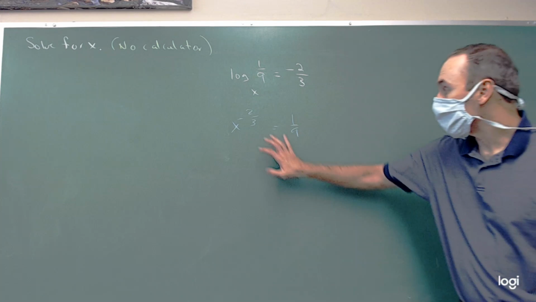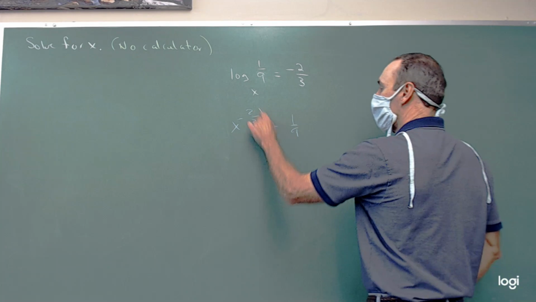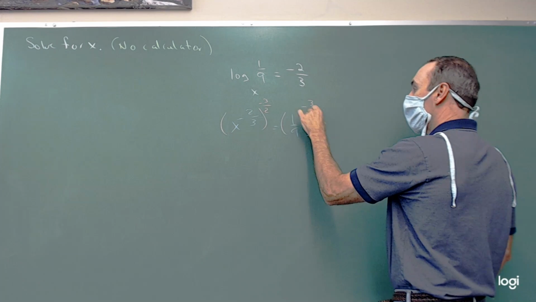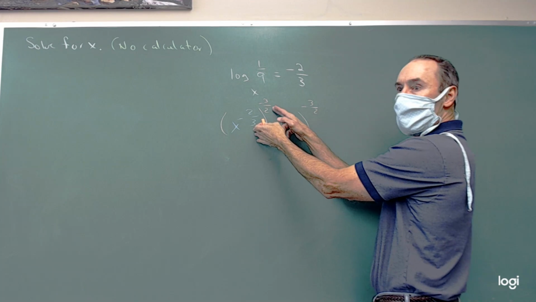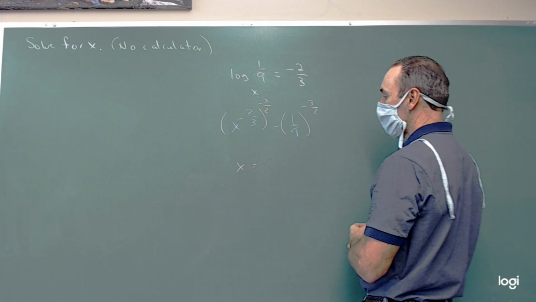So we're going to write the corresponding exponential. Then to solve for x, we want to raise both sides to the reciprocal power. So when you raise a power to a power, we multiply those. They cancel, just give us 1. So we have x to the first.